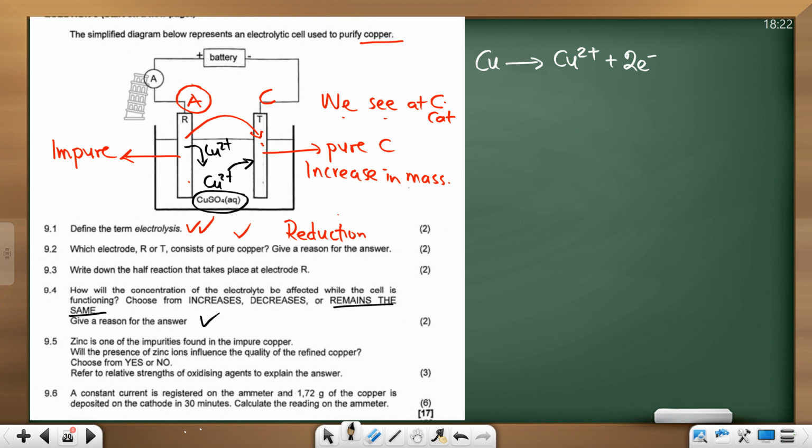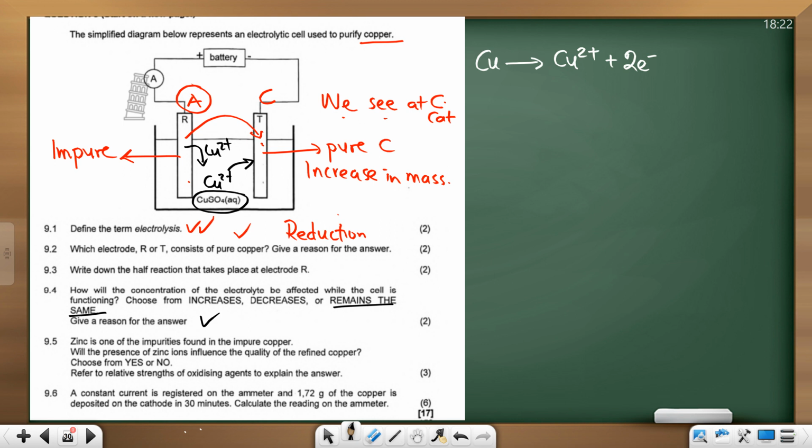Zinc is one of the impurities in the impure copper. Will the presence of zinc influence the quality of the refined copper? Choose yes or no. Be careful with that yes or no. That's the last thing you choose. Right? Refer to relative strength.